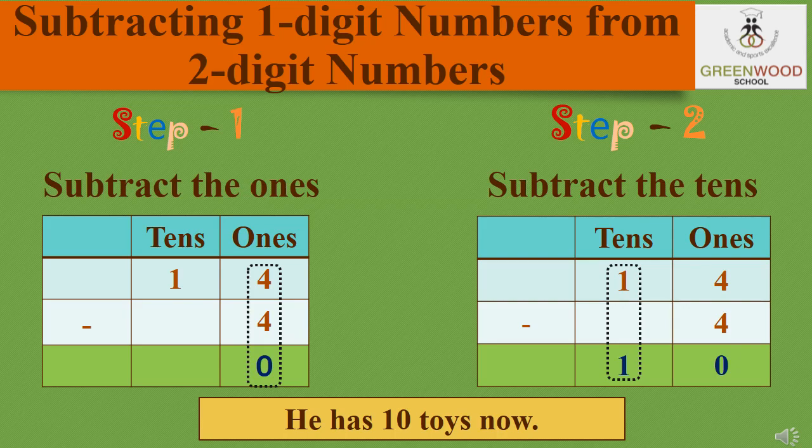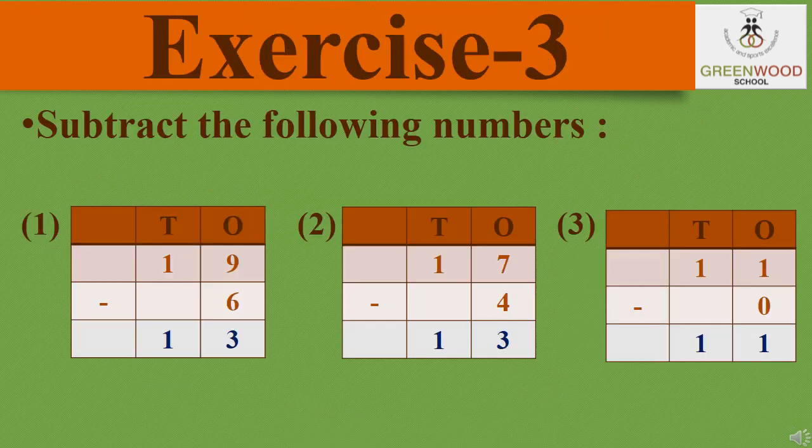Take out 4 fingers, fold 4 fingers. How many are you left with? Nothing. So 0 will come. Now step 2. Subtract the tens. Again only one number, that is 1. Nothing below that. So 1 minus 0, 1. So he has 10 toys left with him.